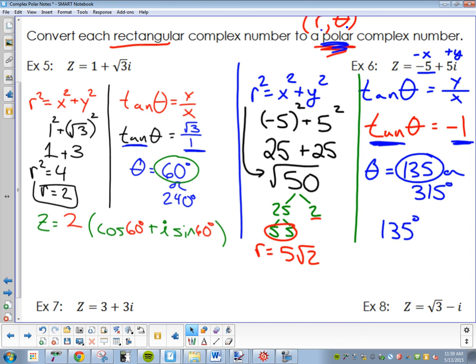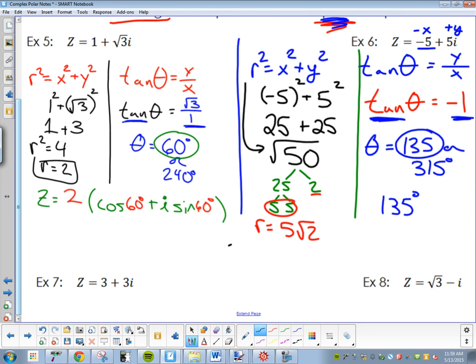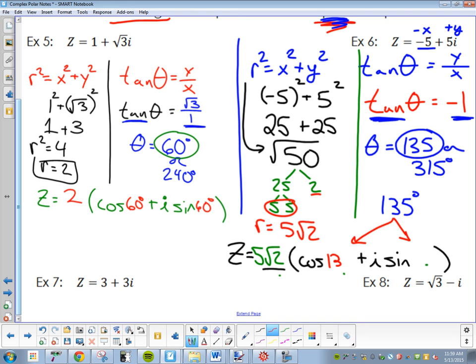That is not my final answer. Now I'm going to put it in that z form. The z form, the complex form, is r times cosine of my angle plus i sine of my angle. All I've got to do is plug in those 3 things. So out in front of everything goes my r, 5 radical 2. And with sine and cosine, my angles, 135. 135 degrees. There we go. Questions there?